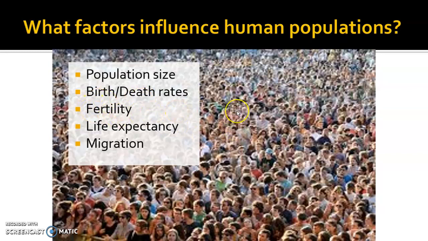Fertility: how many babies or children are families having per couple. Life expectancy: are people living long lives? Once they are born, are they expected to live a long life? And then migration: how are people moving? People move in and out of populations, and that can affect population growth as well.